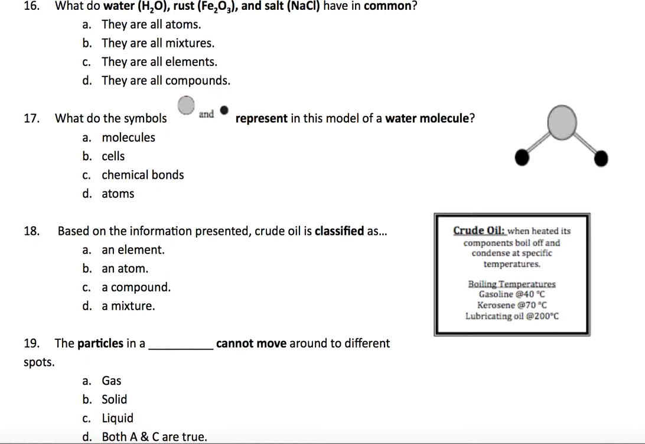Question 18. Based on the information presented, crude oil is classified as A, an element, B, an atom, C, a compound, D, a mixture. Question 19. The particles in a blank cannot move around to different spots. A, gas, B, solid, C, liquid, D, both A and C are true.